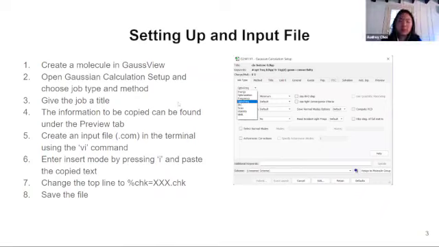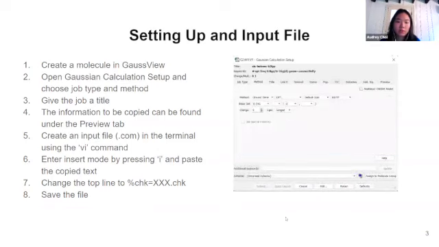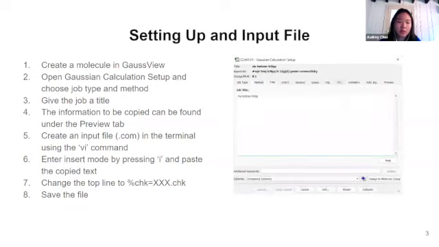To set up an input file, you first want to create your molecule in GaussView. Then, when you go to Gaussian calculation setup, you want to choose your job type. All of our calculations this time were optimization and frequency. Then you also want to choose your method, and for this example, I just used B3LYP. You also want to give your job a title.